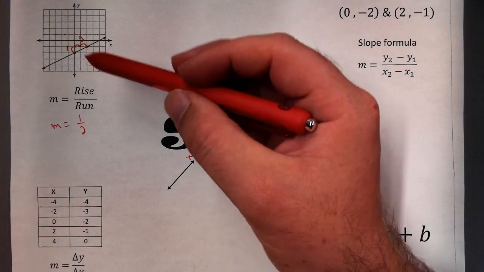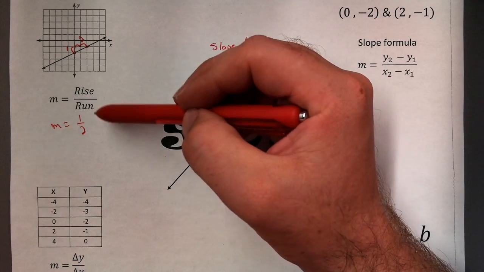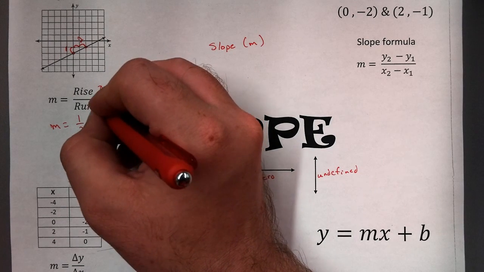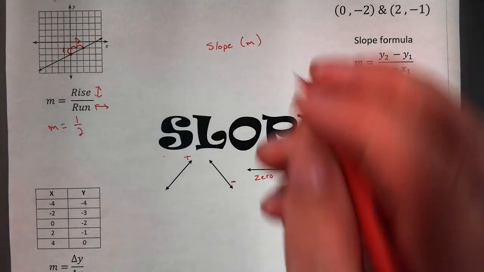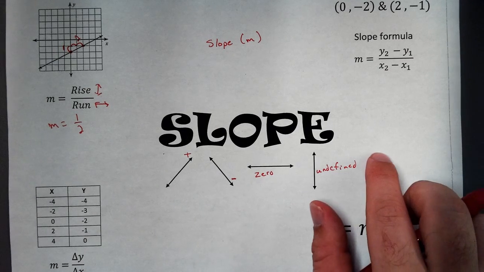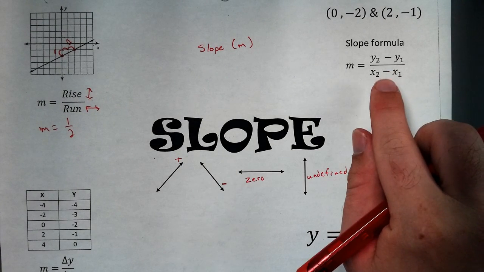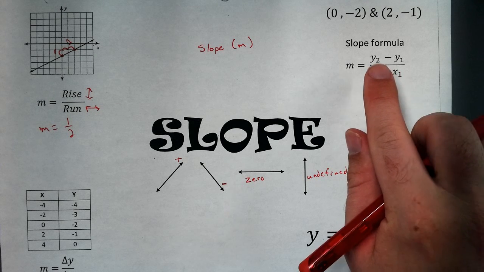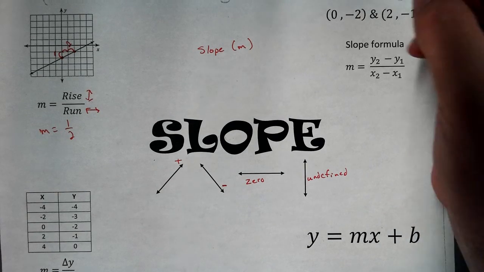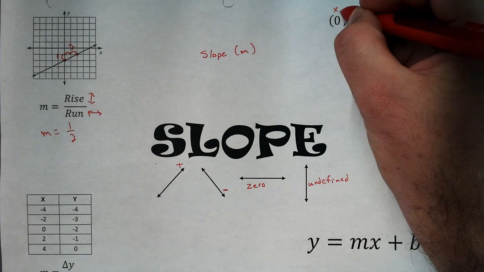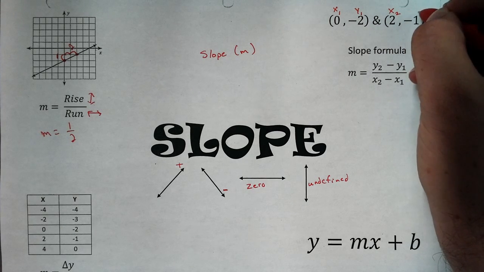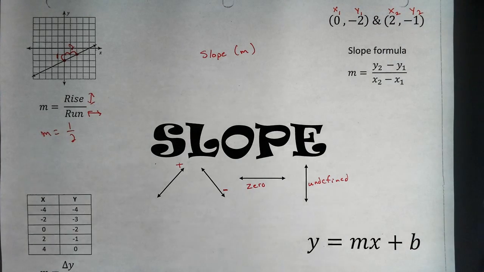Make sure on a graph you do the rise, the up and down, over the run. So up and down is on top, and then left and right is on bottom for every graph. If you had the slope formula, the slope will equal y2 minus y1 over x2 minus x1. So on these points, let's label them first. This is our first point, so this is x1, y1, and this is x2, y2.